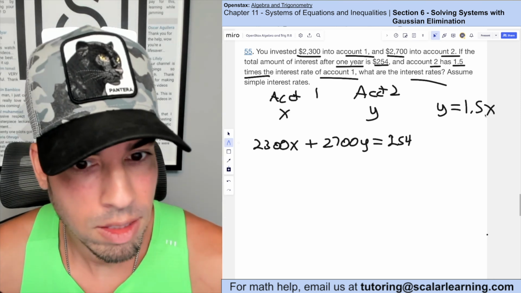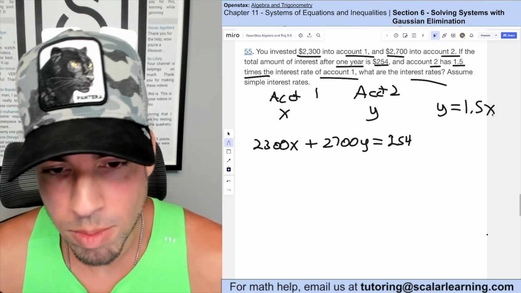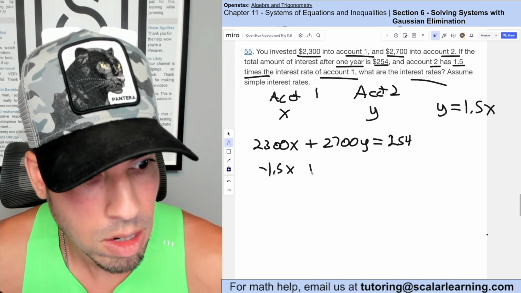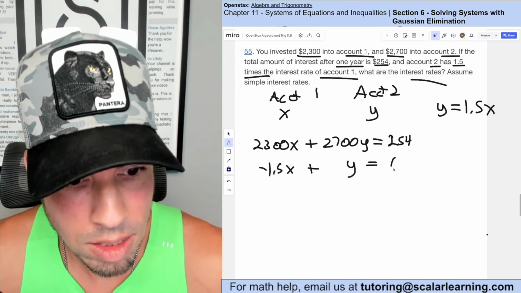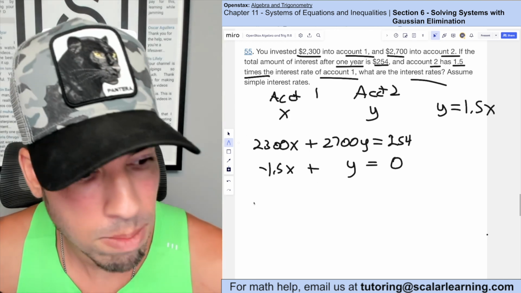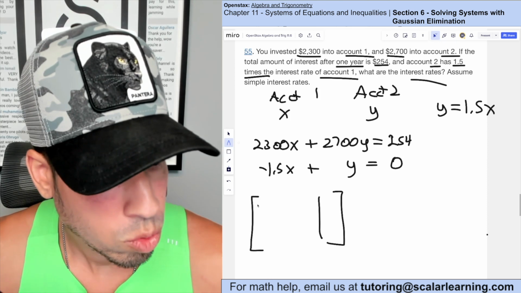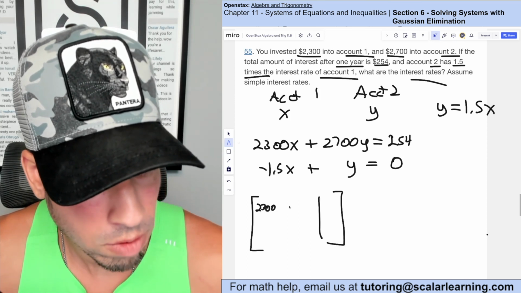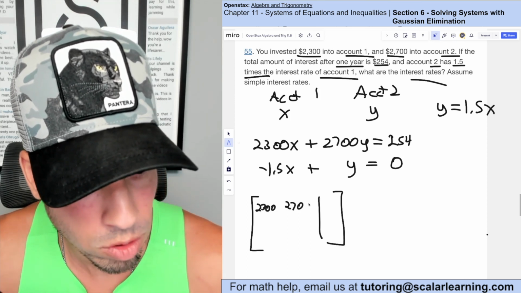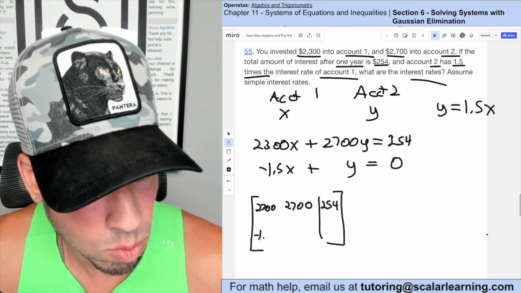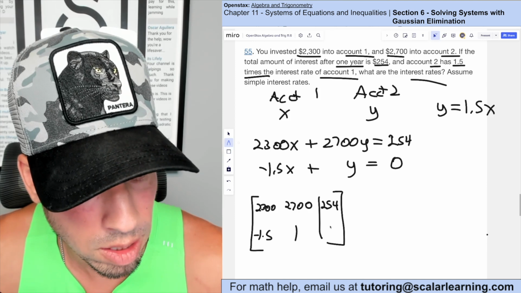So I'd love to get this in a similar format. So all I'm going to do is subtract 1.5x from both sides. So I get negative 1.5x plus 1y, and that's now equal to 0. Okay, now I can make my augmented matrix, right? So we have 2,300 for the coefficient of x, 2,700 for the coefficient of y, and then 254 for the constant. Here we have negative 1.5. Here we have 1, and then we have 0.